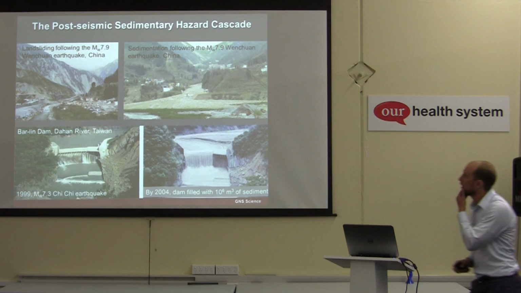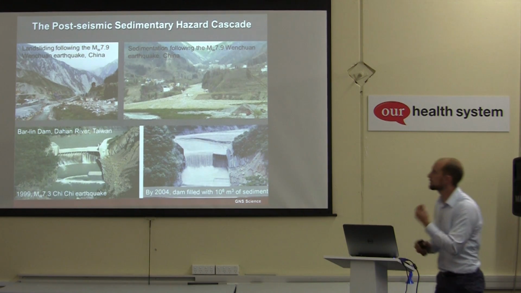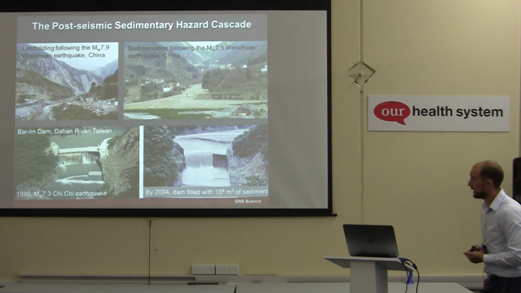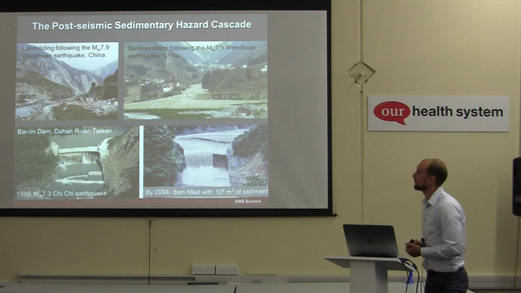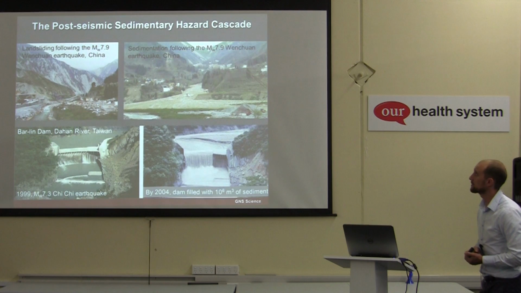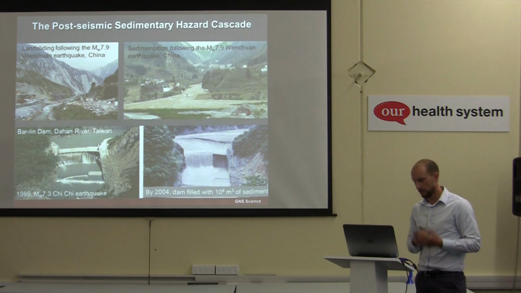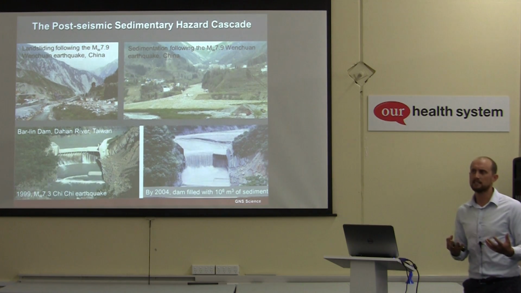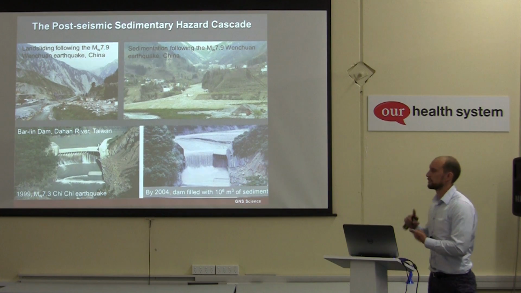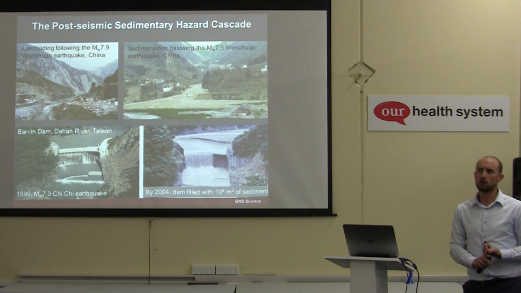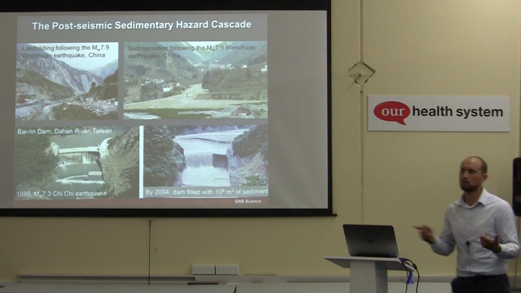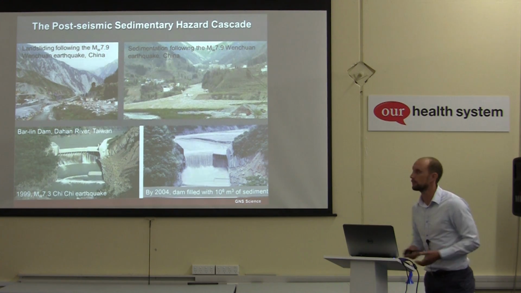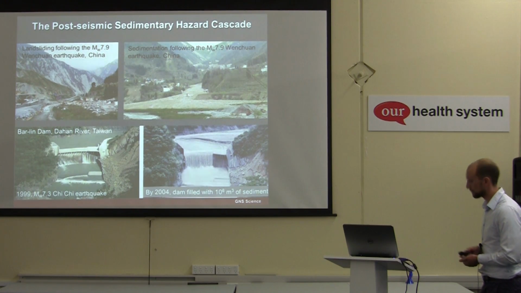I want to take a quick diversion from simple magnitude and frequency of rupture on the Alpine Fault and talk about some of the secondary effects and the possible implications of what's known as the post-seismic sedimentary hazard cascade. Usually when we think about seismic hazard, we're concerned with the seismic shaking produced by the main shock and also the aftershock sequence, which might persist for a few years after the main event.